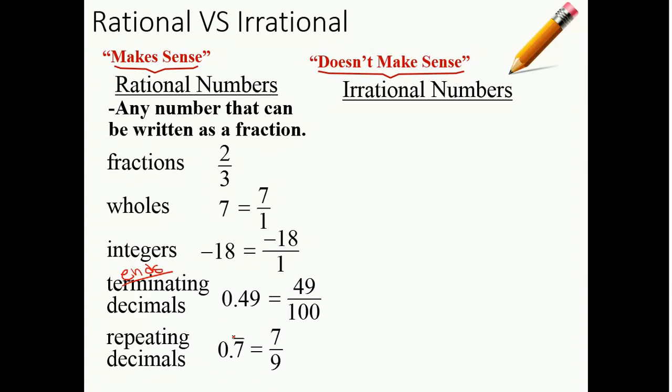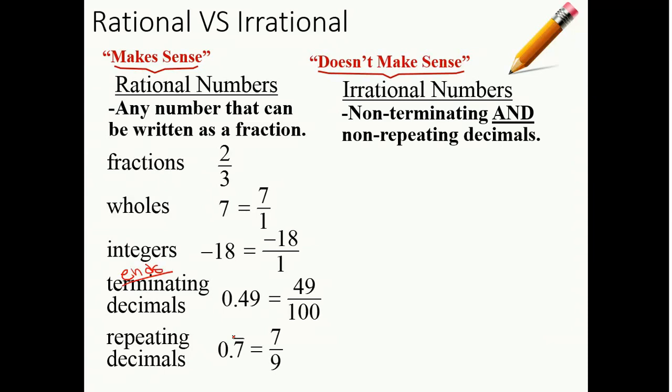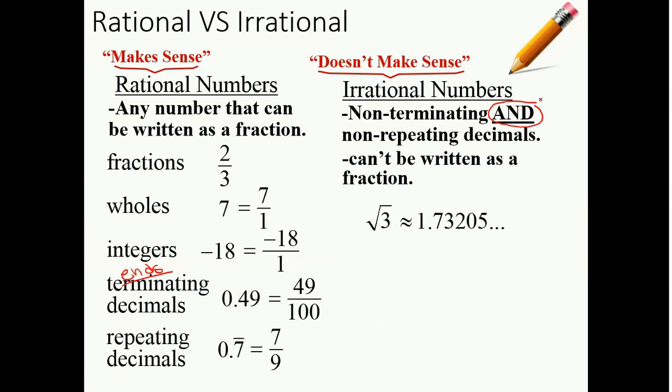Now, what about some irrationals, you're saying? Well, they're non-terminating and non-repeating decimals. Make sure you kind of star this and here. So it has to be both of them. And it can't be written as a fraction. Here's a few examples. Square root of 3, because that's 1.73205, something like that. That can't be written as a fraction.